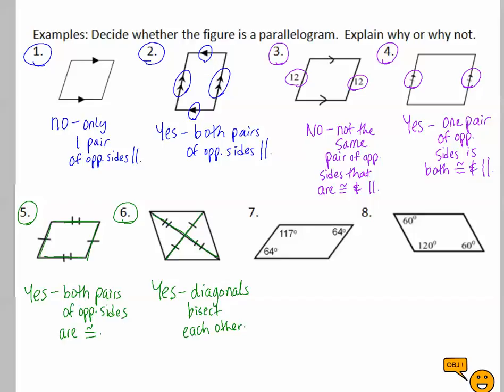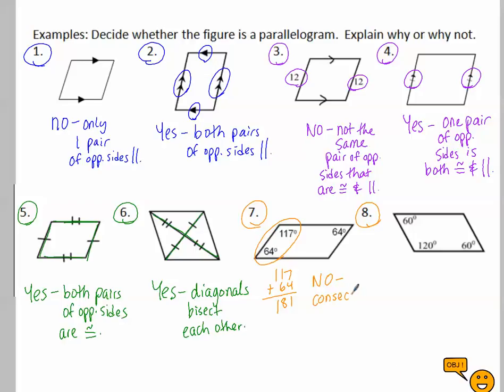Let's look at one last pair of pictures, number 7 and number 8. What I see here are angle measures. Specifically, I'm going to look at the two angle measures that are next to each other, since I don't have all of the opposite angle measures, but I do have these two. Remember that the angles next to each other, if I add them up, are supposed to add up to 180 degrees. Is that what these do here? Nope, 181. So this one's a no, because the consecutive angles are not supplementary.